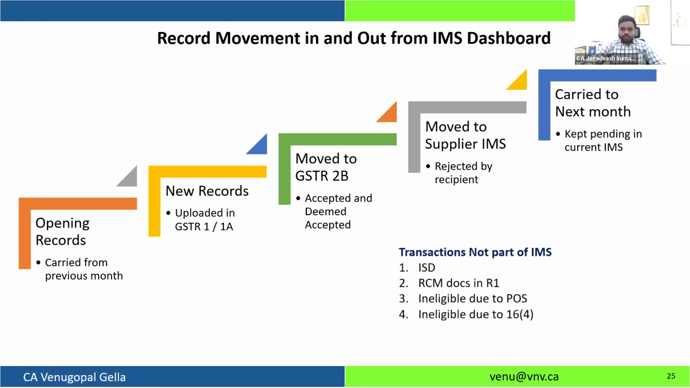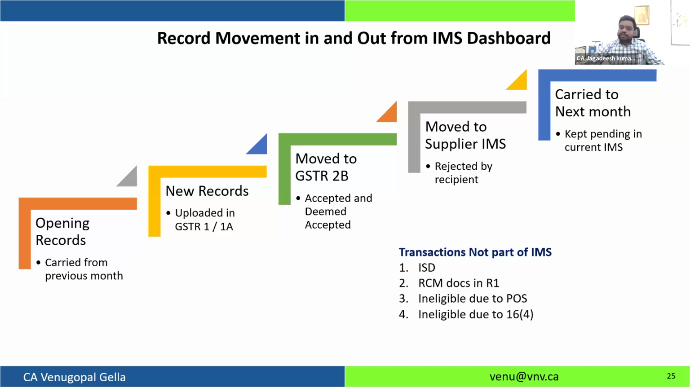Yes. So till now we have seen the flow of records. Now we'll see which records will not be part of my IMS. In case of ISD, if I am having an ISD registration and my ISD registration has filed GSTR 6, from GSTR 6 the ITC will flow to my GSTR 2B, and from 2B to 3B. But all those ISD invoices will not pass through the IMS, and will not be part of my IMS. And also RCM documents in GSTR 1. Let's say I have Agarwal transportation service from VRL Logistics.